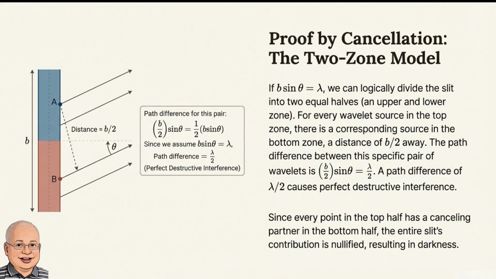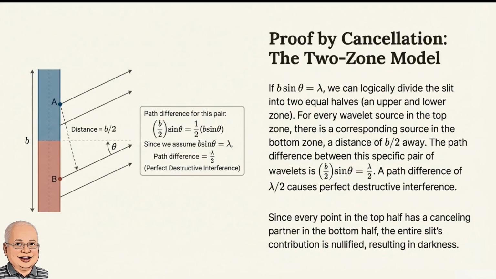So there is always a point b by 2 away. The path difference between these two specific points is b by 2 sin theta, that is lambda by 2. So the phase difference is pi by 2 or 180 degrees. Now, a path difference of lambda by 2 causes a perfect destructive interference because every point on the top half has a cancelling partner in the bottom half. The entire slit's contribution is nullified. So every point on the top half is getting cancelled by a corresponding point on the bottom half.